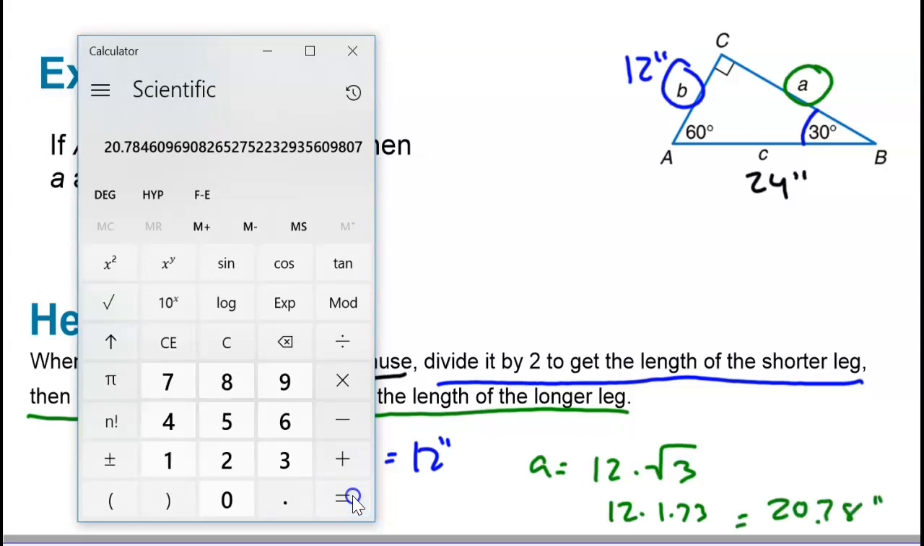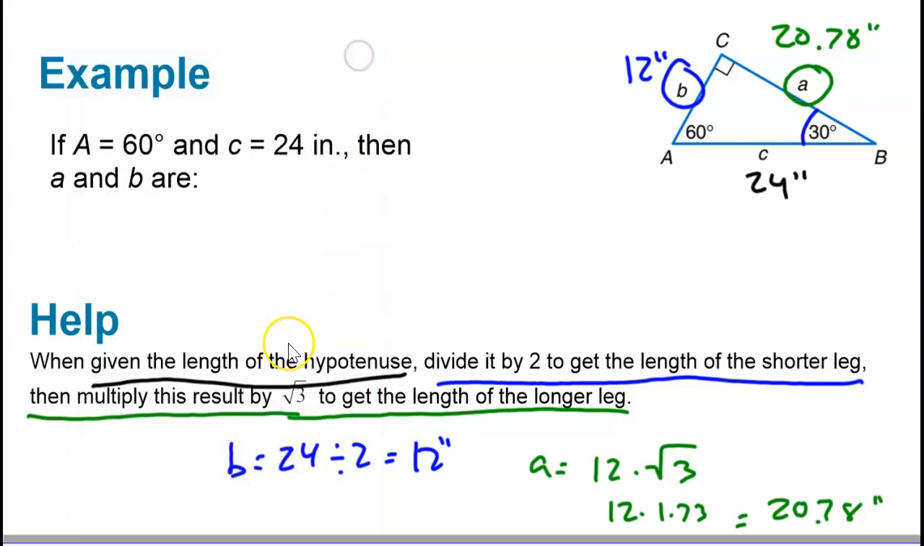And you get 20.78 inches. So let's look and see and put this up here. Does that make sense? So it is our longer leg. It's longer than 12 inches. And it's shorter than the hypotenuse, which is 24 inches. And remember, both legs will always be shorter than the hypotenuse. So, yep, that is correct. And it follows the rules.